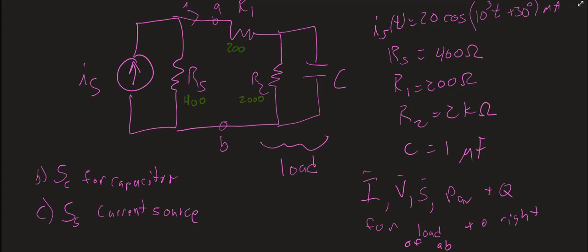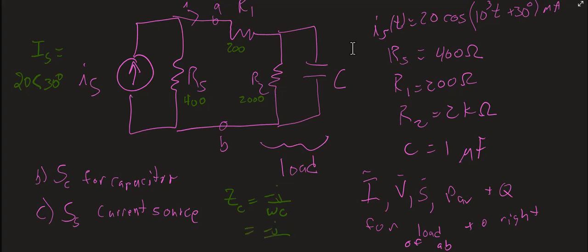Okay, so the first thing that I need to do is get everything into the phasor domain because it wasn't already given to me as phasors. So my current is 20 angle 30 degrees. That's IS, that's my current source. My capacitor is going to be, so Z of the capacitor will be minus J over omega C.